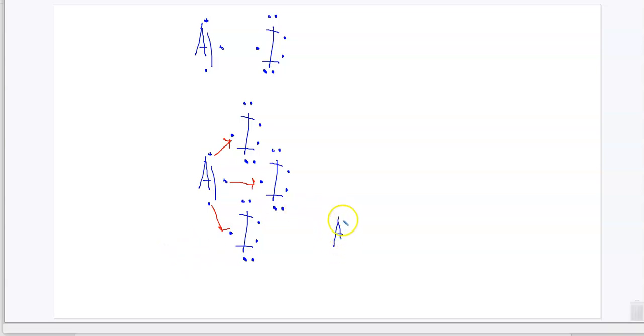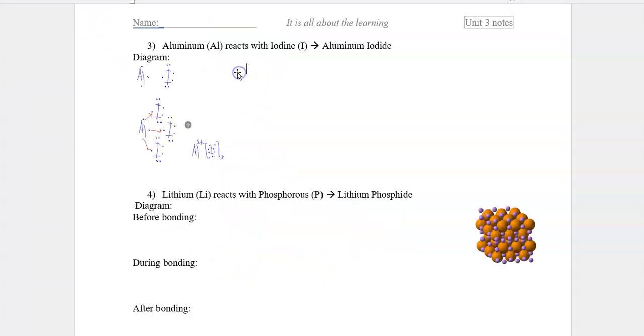And so what you get is in the end you have aluminum having lost all of its electrons. Now it has 3 more protons than it does electrons. Iodine just gained the 1, giving a negative charge, but there are 3 iodines. I put the brackets to indicate that there are 3 I minuses as opposed to 1 I3 that has a -1 charge.